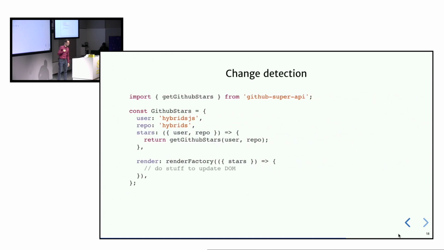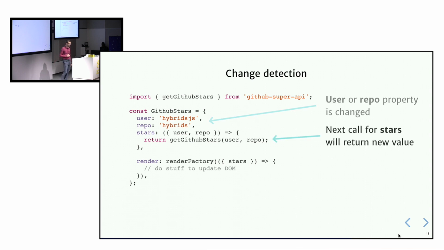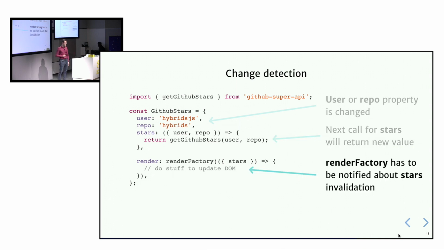So I was talking about the changes. There is one missing thing here yet. What about change detection? Because actually, if the component has a different user value, we have to render. So let's say that the user or repo property is changed. We know that the next call to stars will return a new value. It's not like we'll call stars immediately. So there is a lateness in this concept as a foundation.